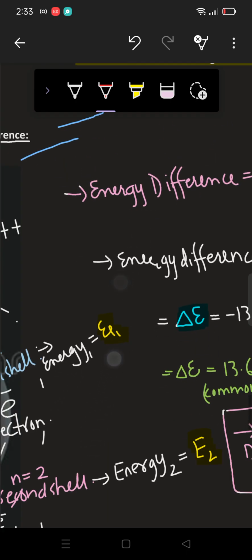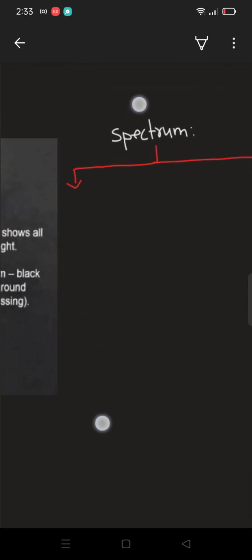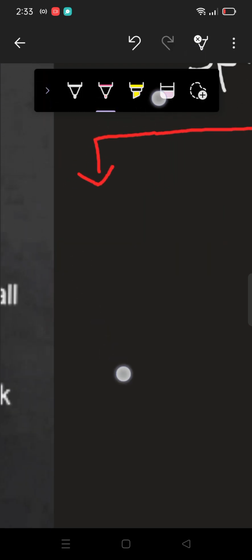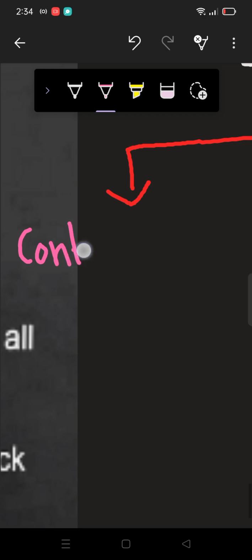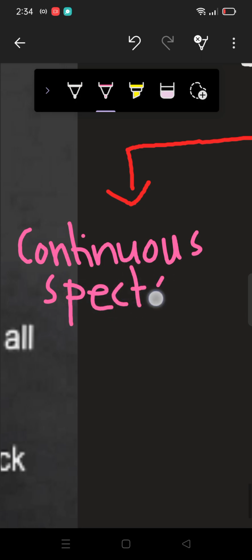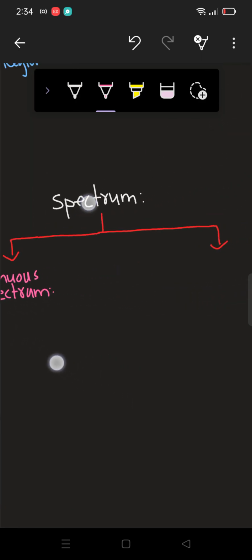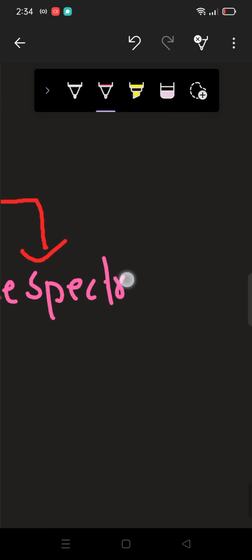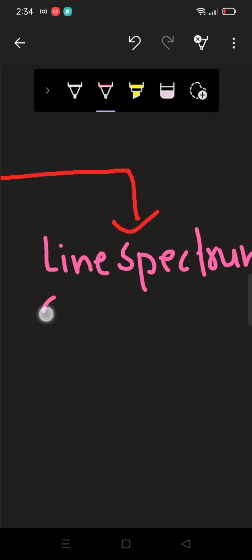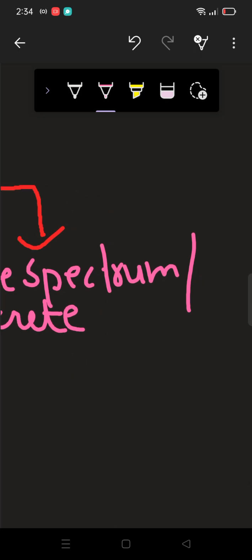The first one is continuous spectrum. And another one is line spectrum, or we can say discrete or discontinuous spectrum.